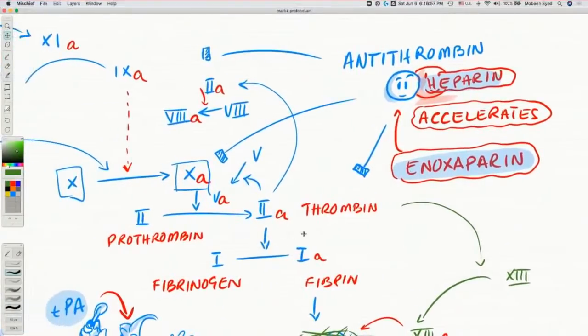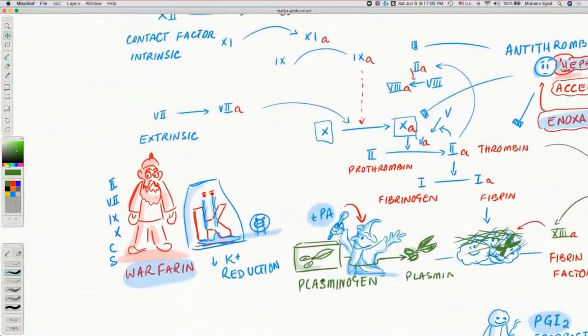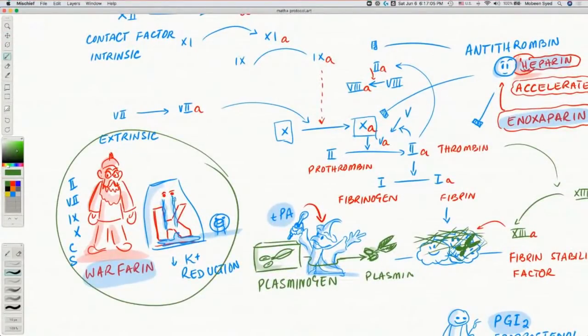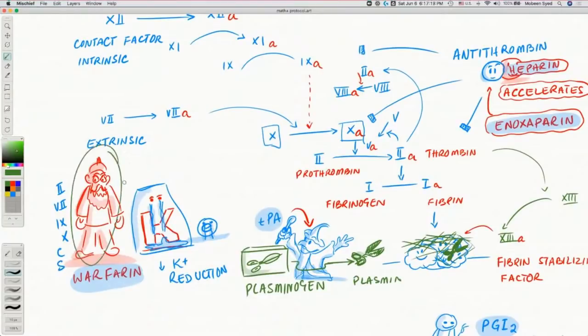Good. So enoxaparin is given, tissue plasminogen activator is given. Now, this is a drug, warfarin, that they have not put in the MATH+ protocol. However, because we are talking about the anticoagulants, I thought I'll just discuss that over here as well. So warfarin, this guy over here who's ready to go to war, to me, he looks so scared that he does not want to go to any war, but I was trying to make him go to war. So what warfarin does is that, number one, it reduces the potassium reduction.